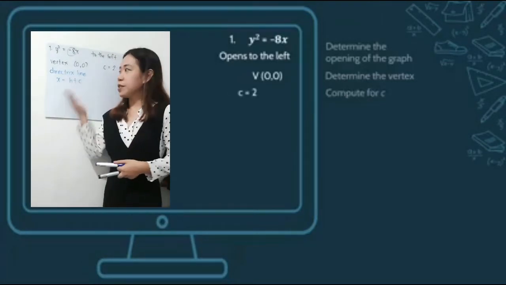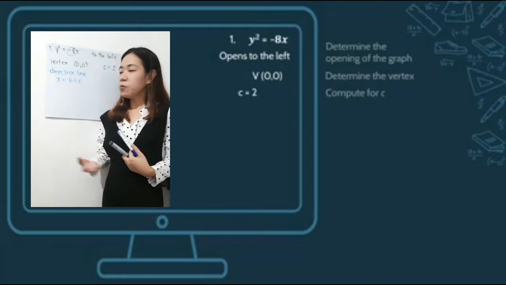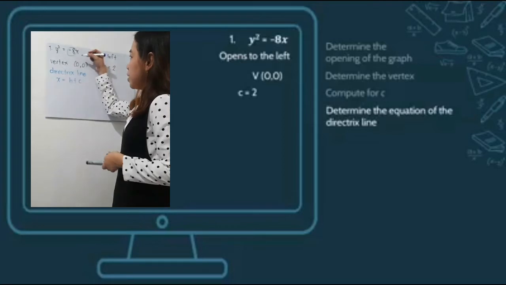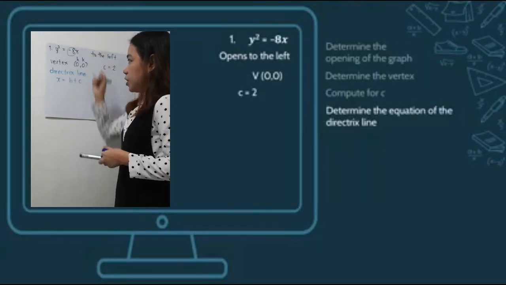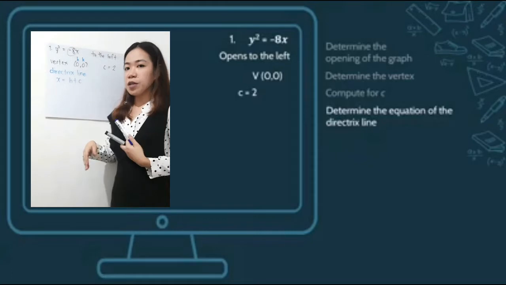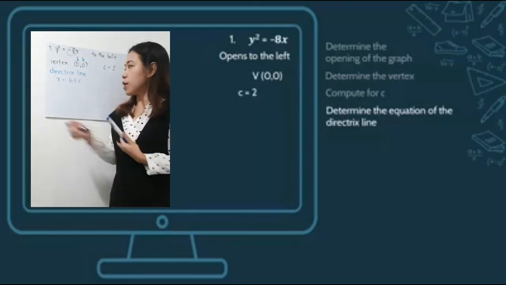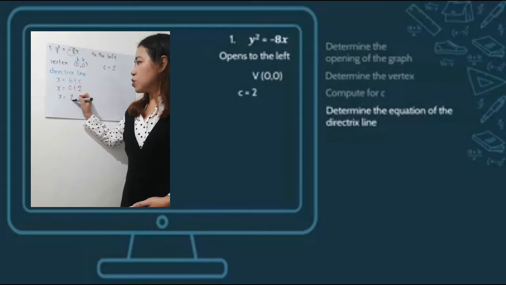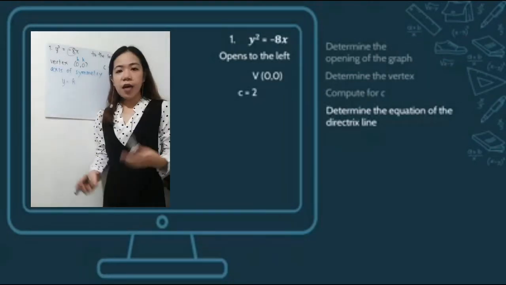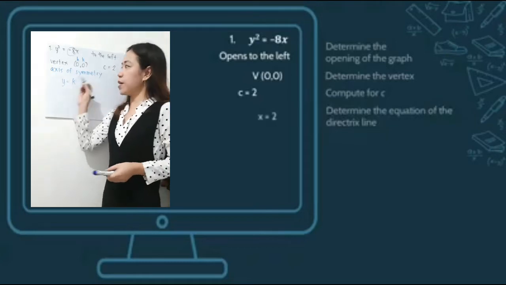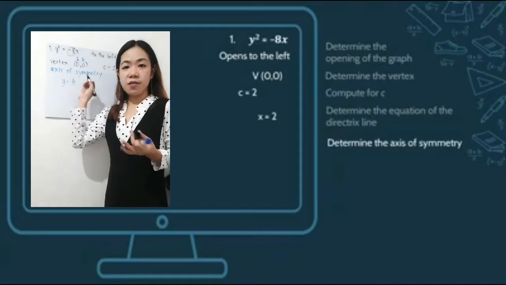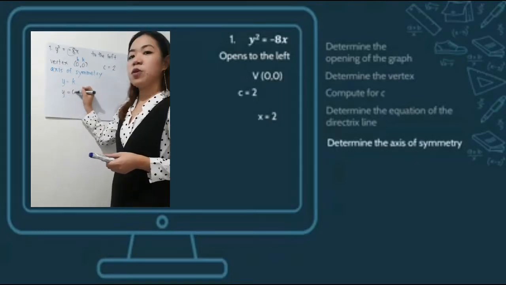Okay, let's now proceed with the equation of the directrix line, which is defined as x equals h plus c. Now we already have h and k from the vertex. h is equal to 0, and we have computed the value of c, which is 2. So we write here x is equal to 0 plus 2. Simplify, and that would mean the directrix line is x equals 2. This time let's have the equation of the axis of symmetry. We have y equals k, and again k is equal to 0. So we write here y is equal to 0.